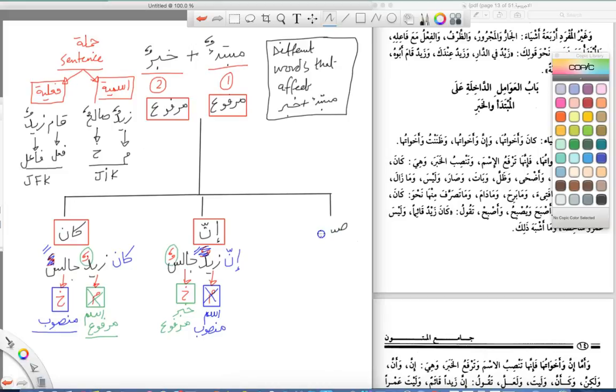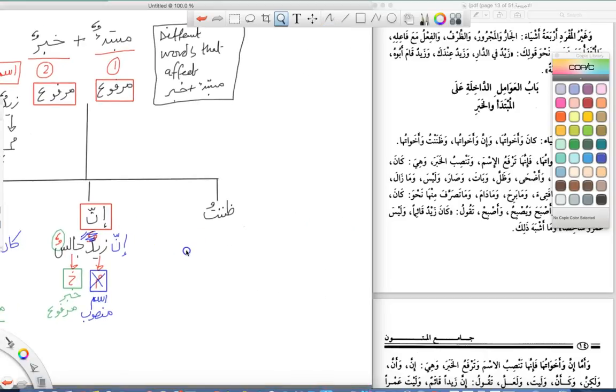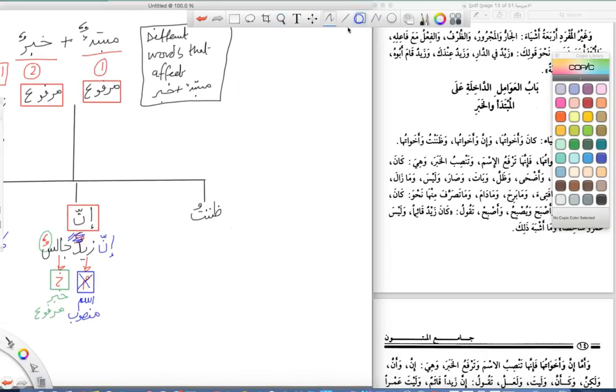ظننت. Now ظننت, let me just show you a little bit about ظننت. This word ظننت is actually a verb. If you remember, we talked about fi'ls, and I hope you remember what kind of fa'il we have on this fi'l. The fa'il on ظننت is hidden inside of it. It's ظننت, it's baris, it's tu, I.